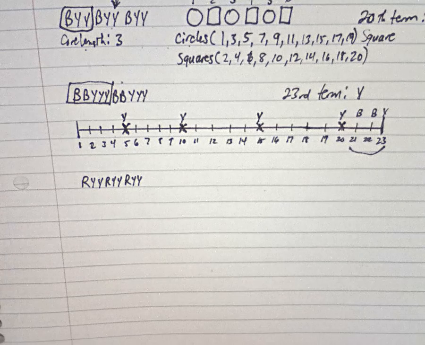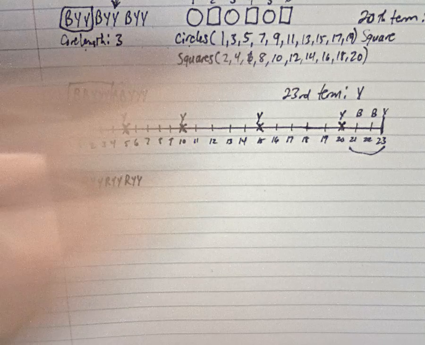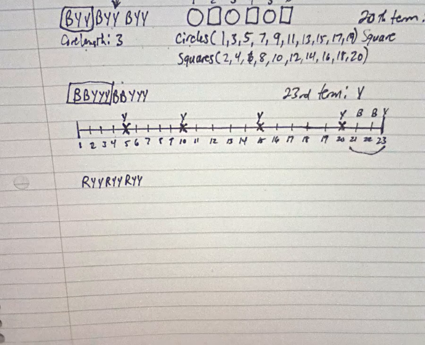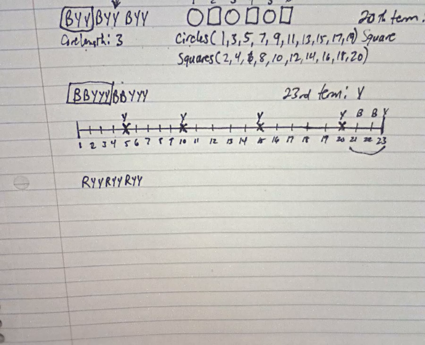Now, I've showed you 3 different ways. Writing it out, we can also use a number line, and we're also skip counting in our head. And skip counting, guys, is very, very crucial in order to extend patterns and to predict patterns.